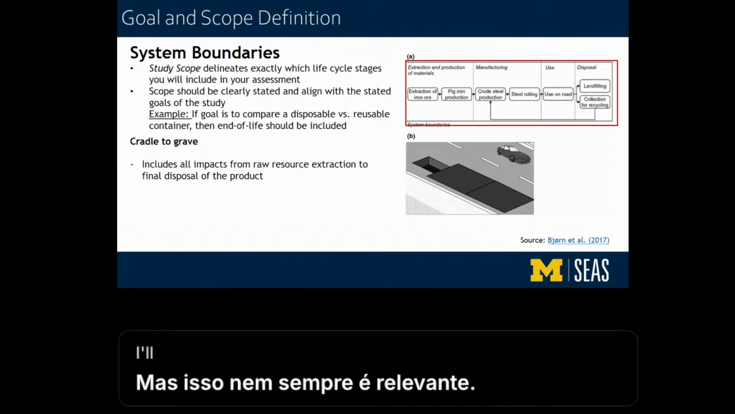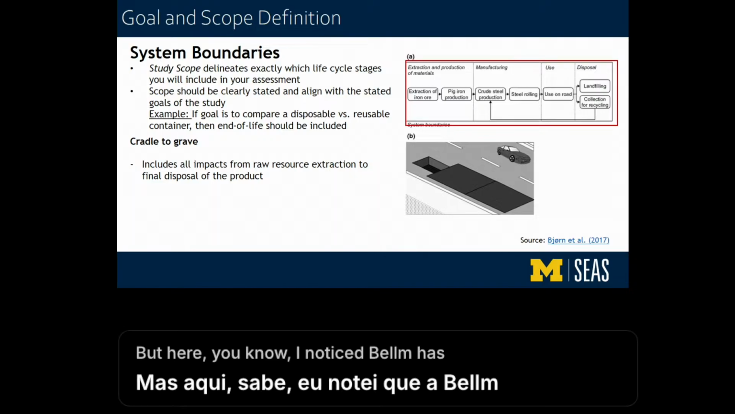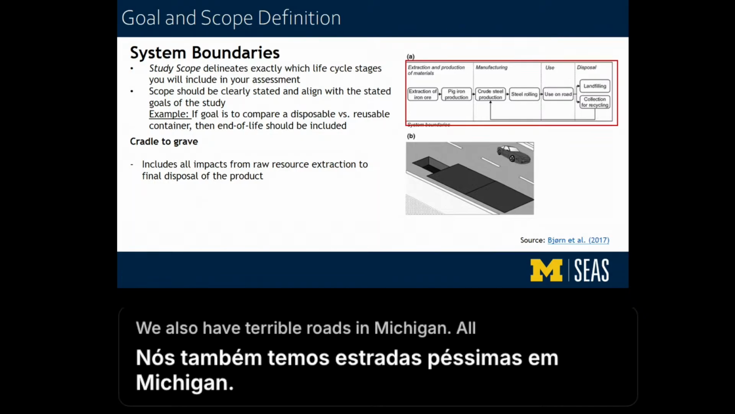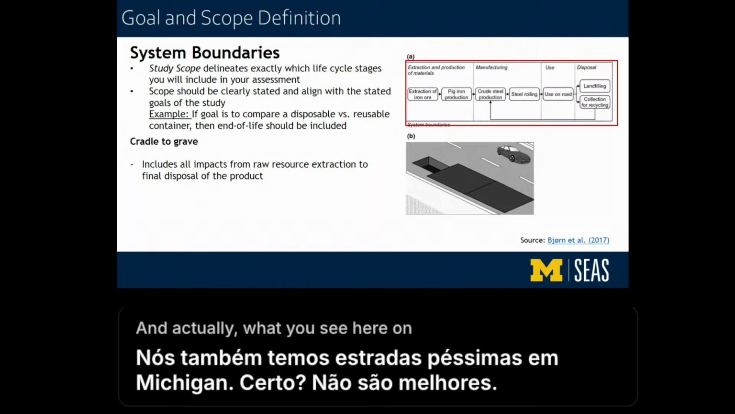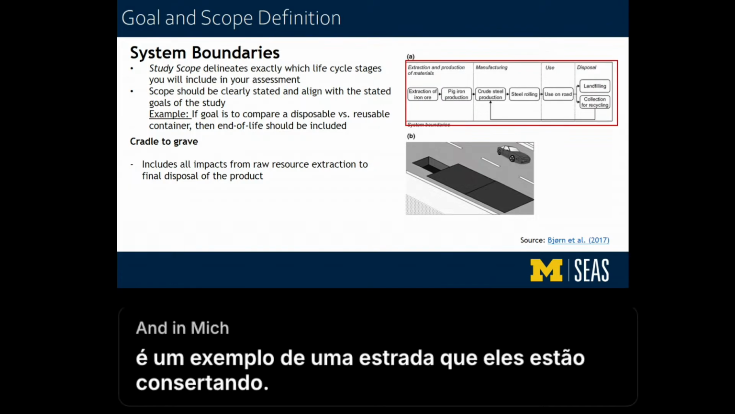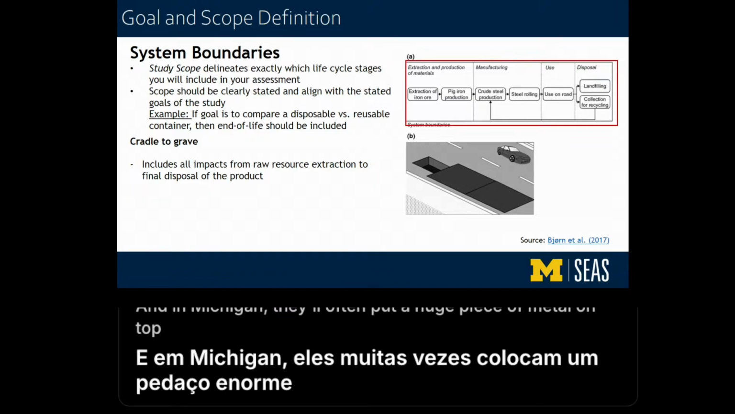But here, I noticed Belém has some bumpy roads. We also have terrible roads in Michigan, all right? They're no better. And actually, what you see here on the right is an example of a road that they're fixing. And in Michigan, they'll often put a huge piece of metal on top for the cars to drive over temporarily while they're fixing it, okay?